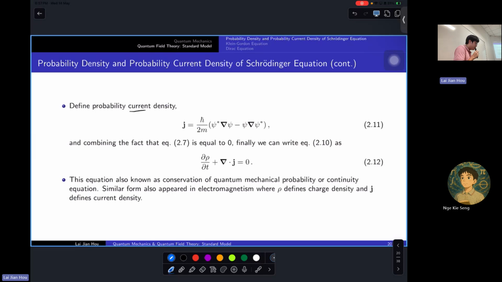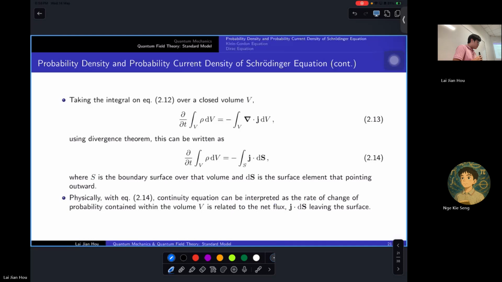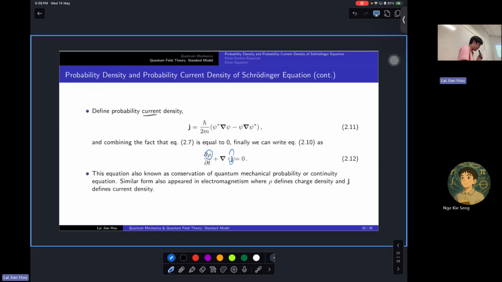But I want to mention the conservation of the quantum mechanical probability. This equation is also known as the conservation of quantum mechanical probabilities, or the continuity equation. Similarly, if we recall electromagnetism, this one is the charge density, and this one is the current density in the EM.